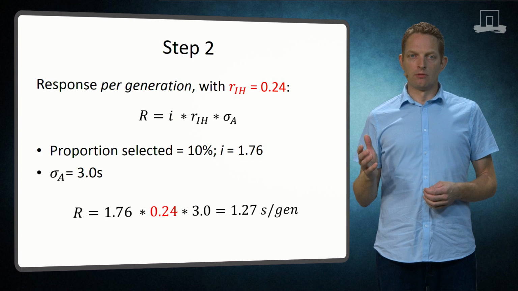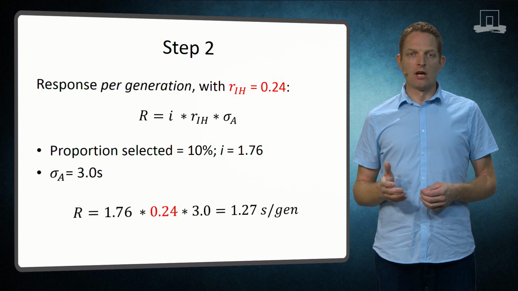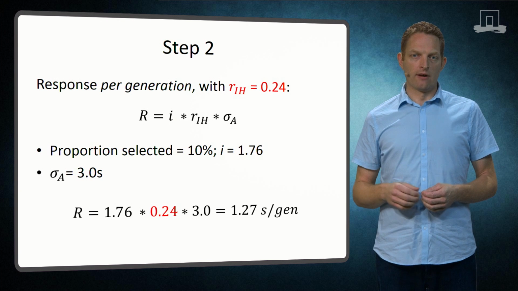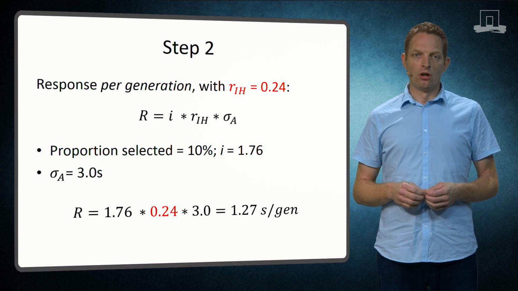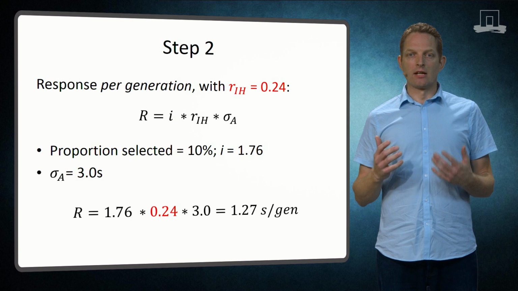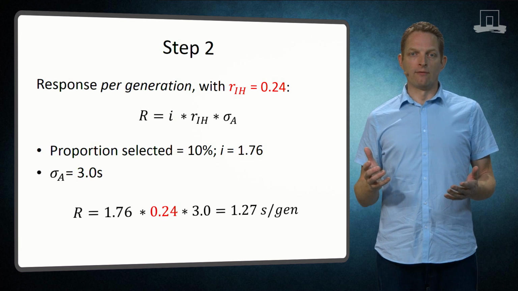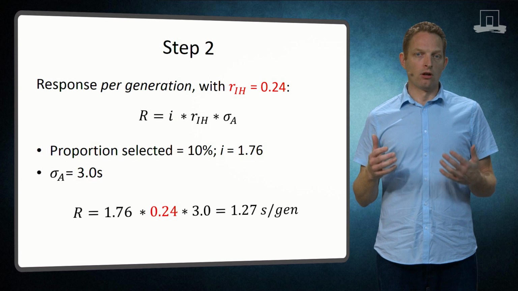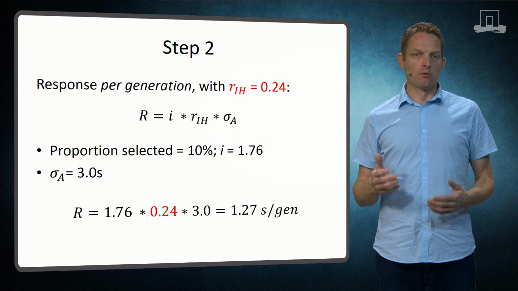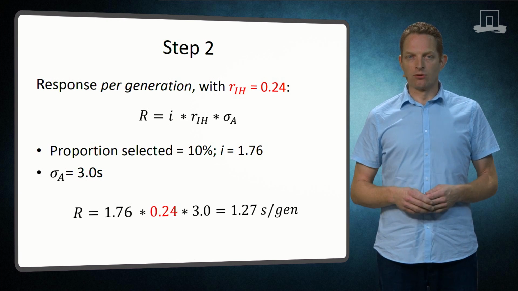As a second step, we replace this accuracy of 1 by its actual value of 0.24. Keeping the other input parameters as before, we now get a value of 1.27 seconds per generation. So we can see that having a relatively low accuracy of 0.24 yields a relatively low response compared to the maximum possible response with an accuracy of 1.